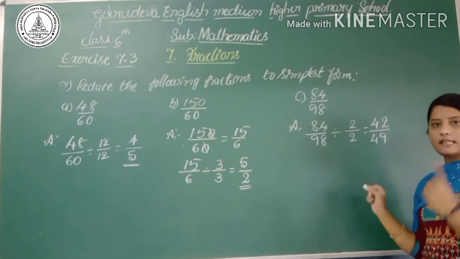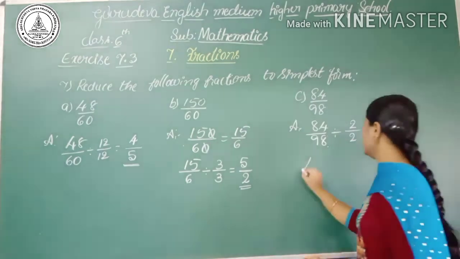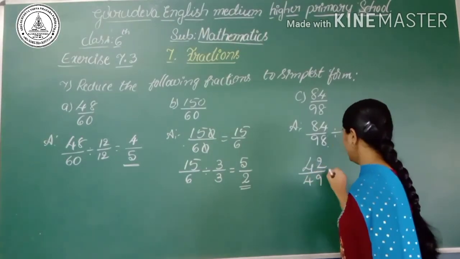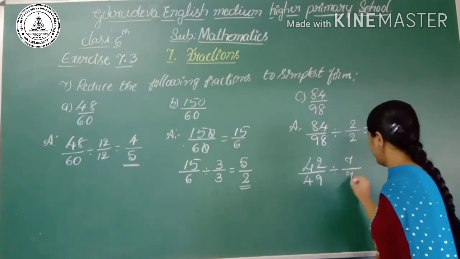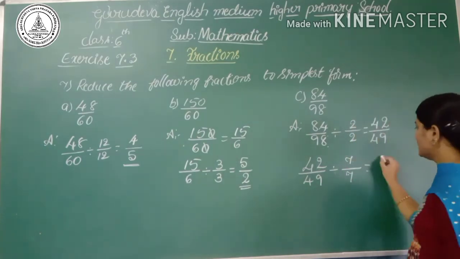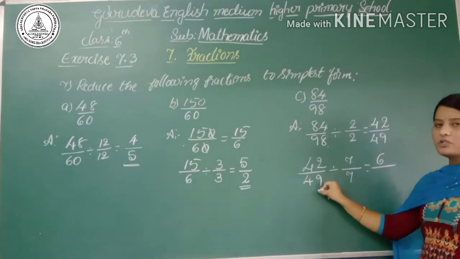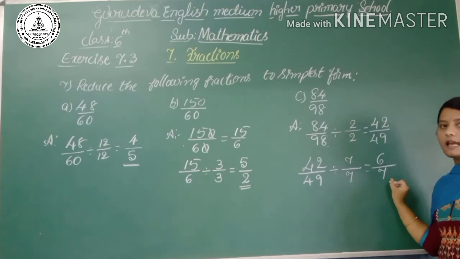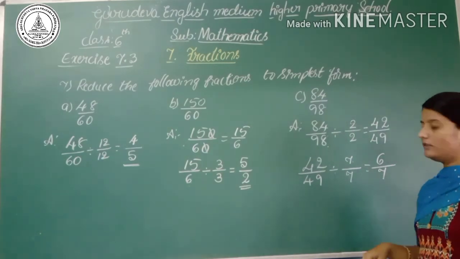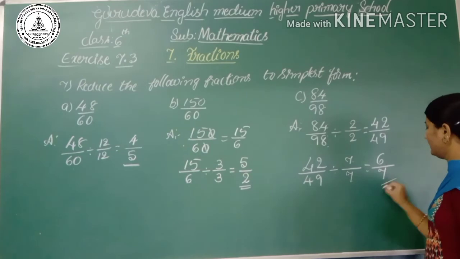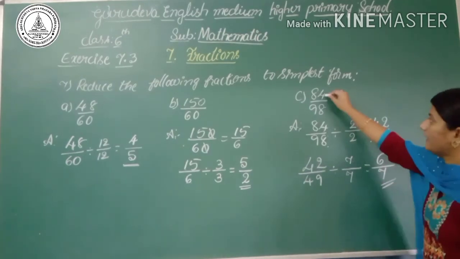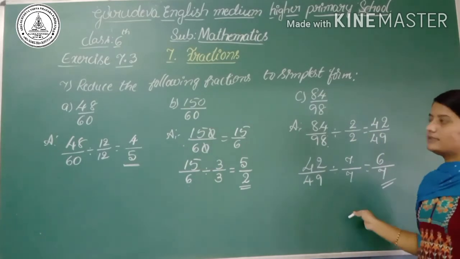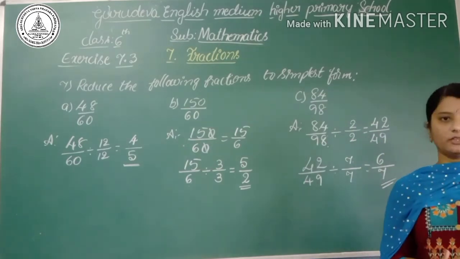42 and 49 come in the 7 table, right? Now divide 42 by 49 divided by 7. 7 how much is 42? 7 6s are 42. 7 how much is 49? 7 7s are 49. Here the numerator and denominator have only 1 as a common factor. So it is the simplest form of 84 by 98. Okay? Is it clear? Then let's go to the 8th question.